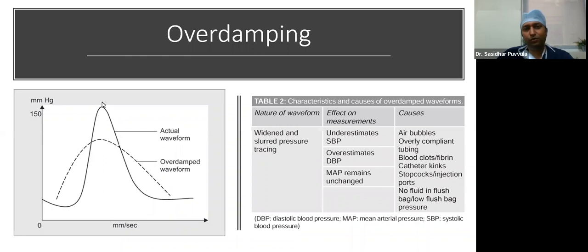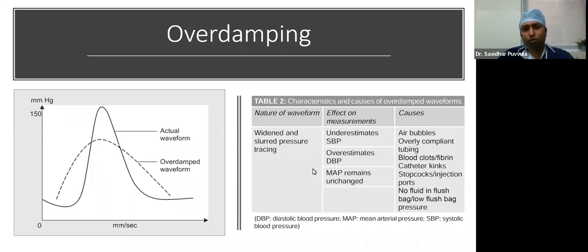In such conditions, what we see is the systolic pressure is underestimated. Your systolic peak is low, your diastolic pressure is overestimated, and the diastolic trough is high, and your pulse pressure becomes narrow. And as I told you, in underdamping, the mean arterial pressure remains unchanged.